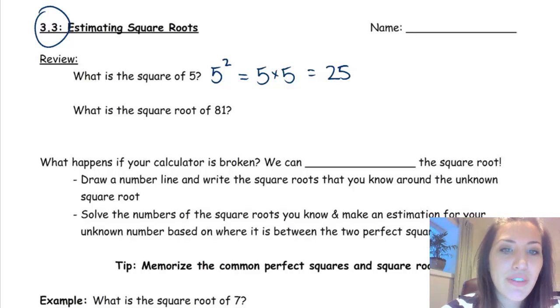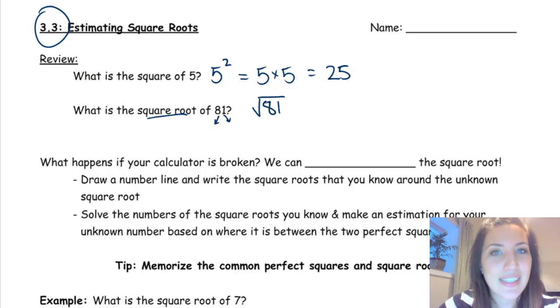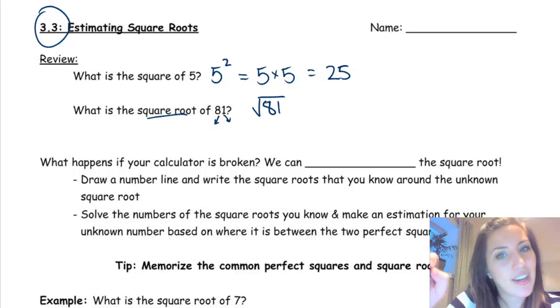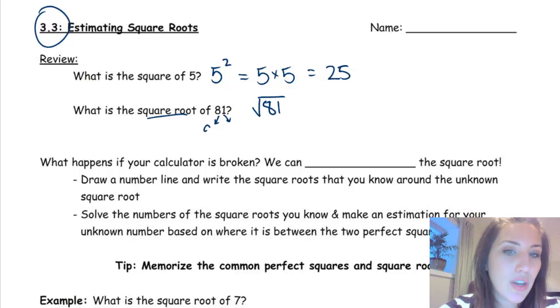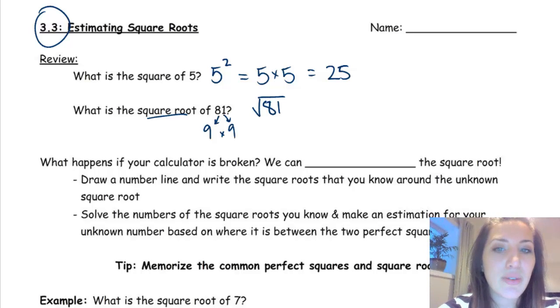What is the square root of 81? When we want to know the square root, I'm asking what is the square root, like that. That's the symbol, the little check mark with the line on top. That's the symbol of the square root, and that is asking what number times itself equals 81. So we know that 9 times 9 equals 81. So 9 is the square root of 81.